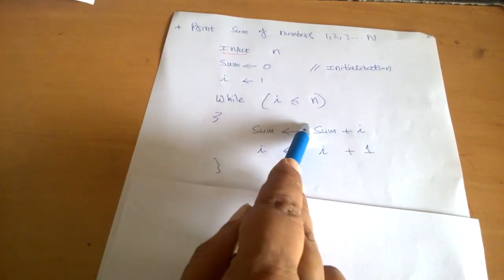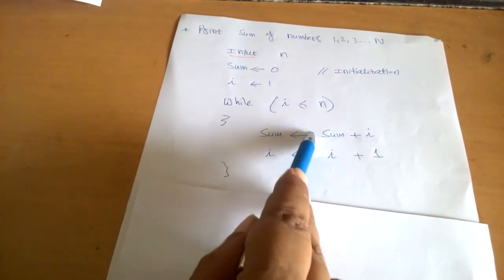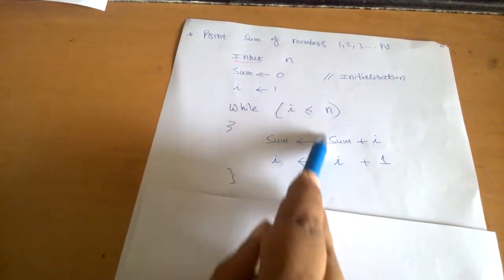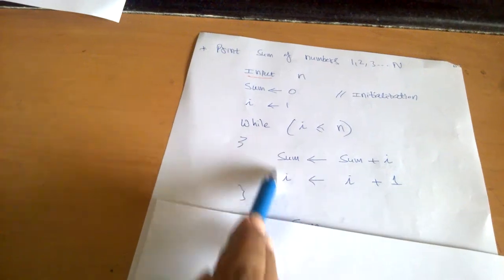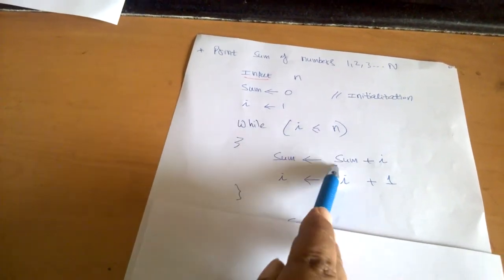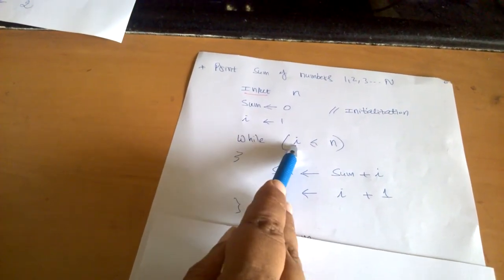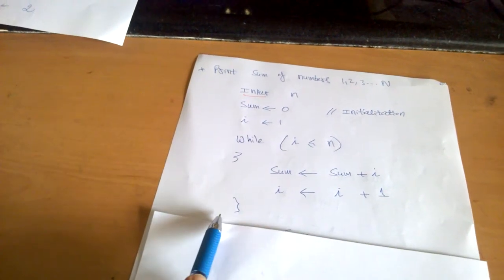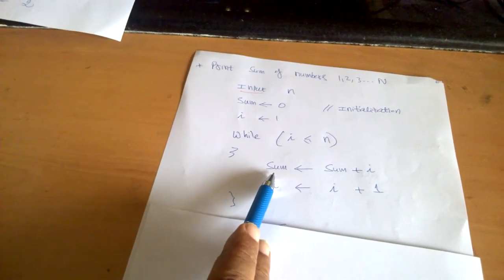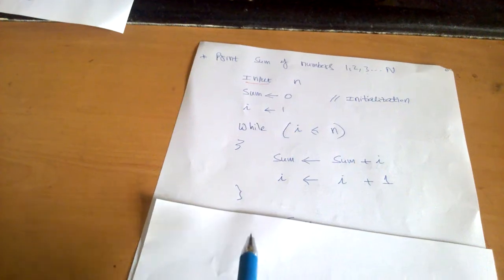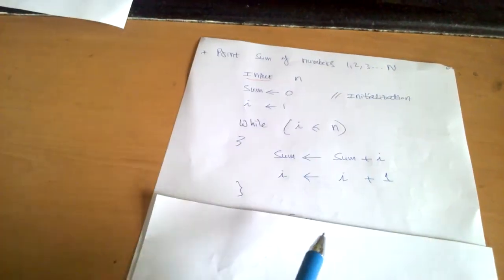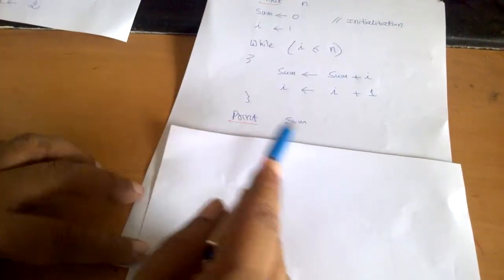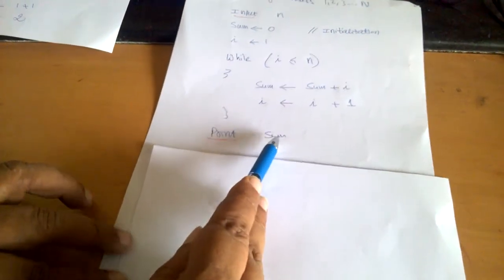Next time 2 is added to sum. Next time 3 is added to sum. 4, 5, 6, 7 is added to sum. 8 is added to sum. 9 is added to sum. 10 is added to sum. I becomes 11. So it comes out. So sum got added each number 1, 2, 3, 4 up to 10. So we have achieved sum of numbers 1 to 10. And here at the end we say print sum.